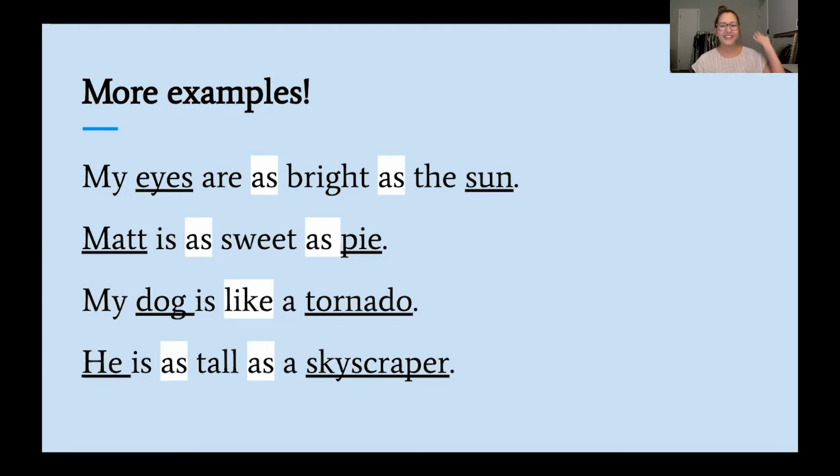If you want to take one more look through this page, you can see that all of my comparing words, as and like, are highlighted. And then I underlined all of the subjects as well. They're both the subjects that are being compared. And right in the middle of all of that, you can see the word that is their common thing. With eyes and sun, the word was bright. With Matt and pie, the common thing was that they're both sweet. I said that my dog is like a tornado because they're both big and messy and wild. And lastly, I put that he and the skyscraper are both really tall.